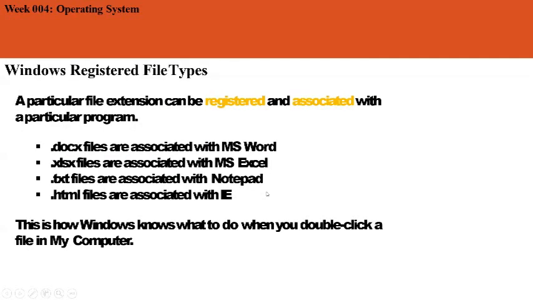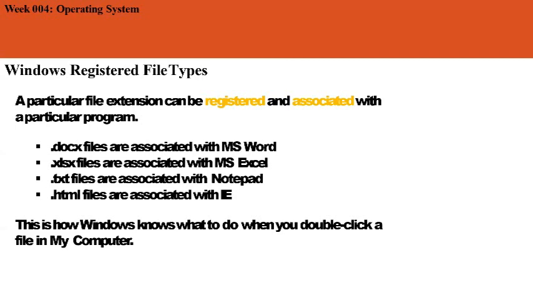Okay, so Windows registered file types. So a particular file extension can be registered and associated with a particular program. So for example, the extension is docx. So the docx files are associated, of course, with MS Word because that is document. And then that XLSX files are associated with MS Excel. So that is the extension name of the MS Excel.